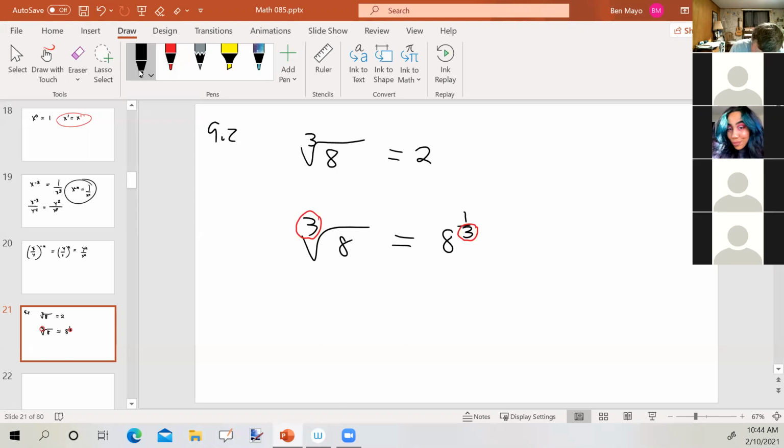Let's say I have the cube root of 4 squared. That would be 4 to the 2/3 power. So the exponent is still in the numerator, but the index is in the denominator. Okay. Any questions about that?